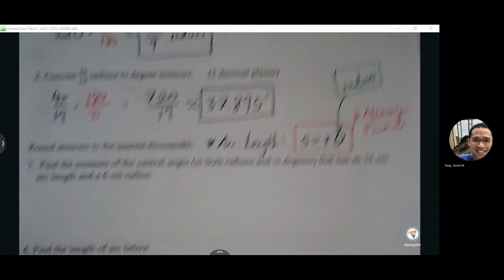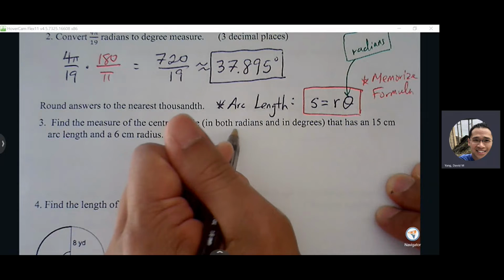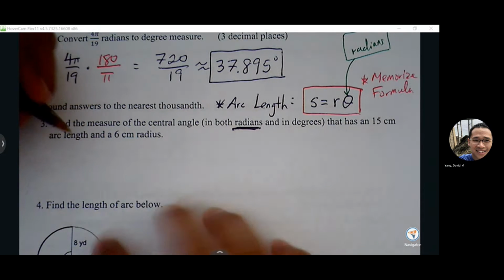Okay. All right, so number 3, find the measure of the central angle, that's theta, in both radians and degrees. But we'll just focus on radians first, right? The degrees, that will be a separate thing, because we know the formula will just deal with radians.